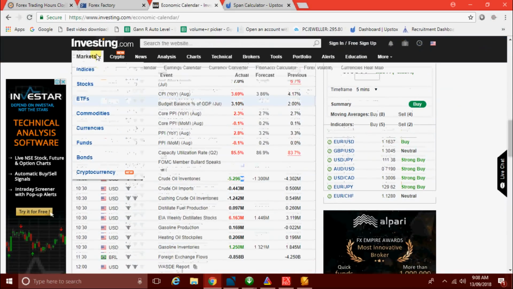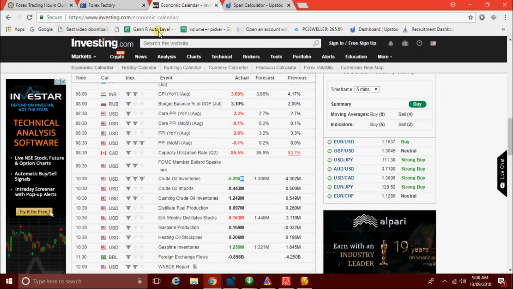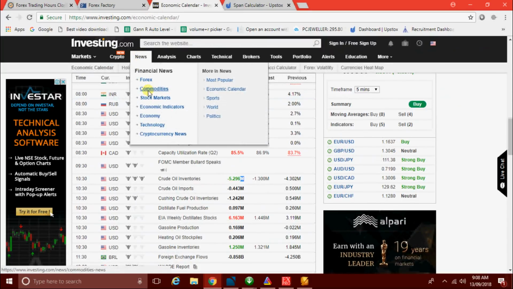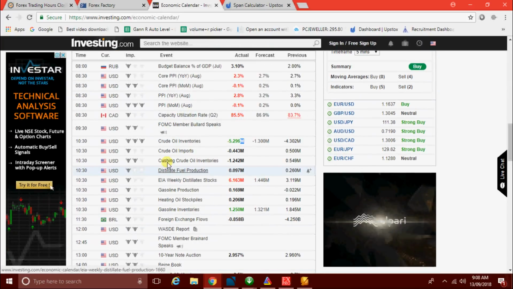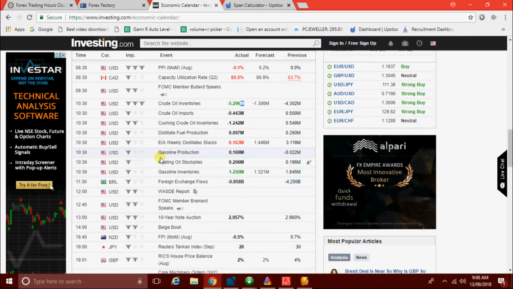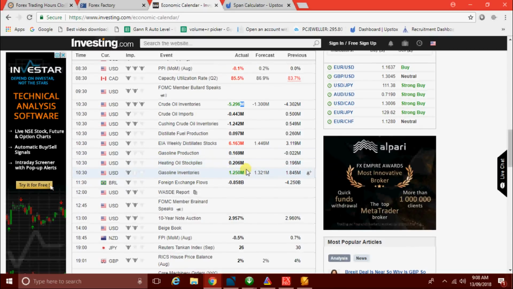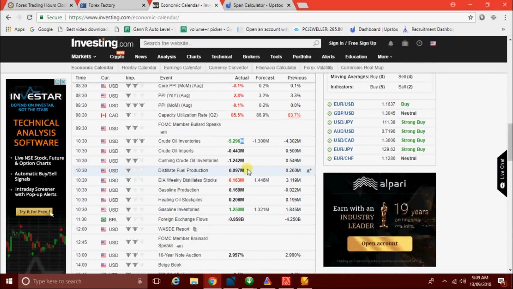Also, you just visit investing.com and the news in the commodity section. You will get the latest news about crude oil. And the economic calendar also, you just go through it. Here you will get gasoline inventories on Wednesday. So these are the main things you should check if you are trading in crude oil.